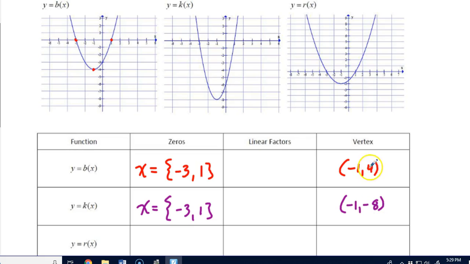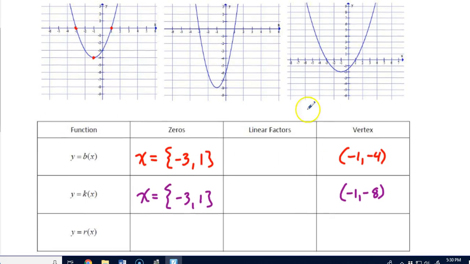And I just realized I had a mistake on this one. I gotta go back and fix that. That should have been a -4. So sorry for that if that was confusing. Cool.